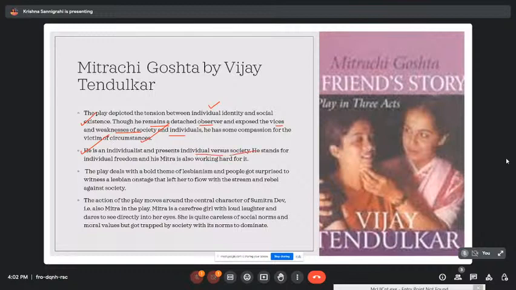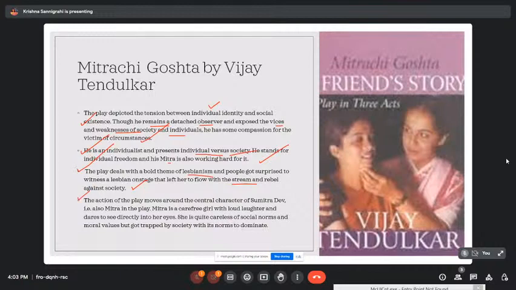So individual identity and their idea, that is reflected, and what comes across is when two ideas come together. He stands for individual freedom, and his Mitra is also working hard for it. The play deals with a bold theme of lesbianism, and people were surprised to witness a lesbian on stage who chose to flow with the stream and rebel against society. So it was beyond its time, taking up very strong issues when things were not taken up earlier.